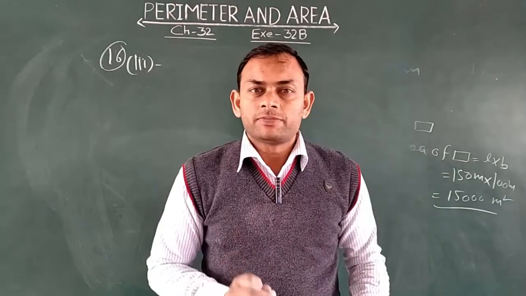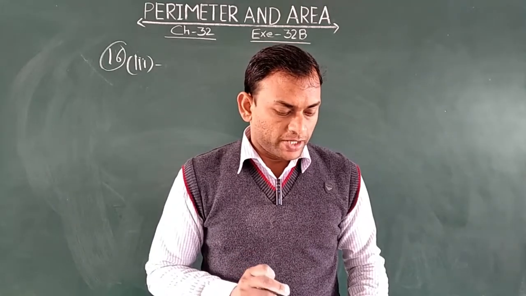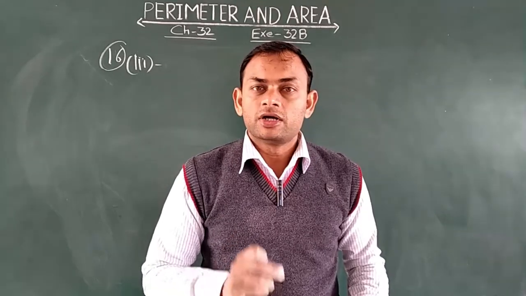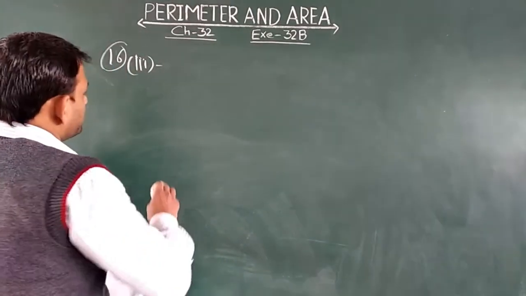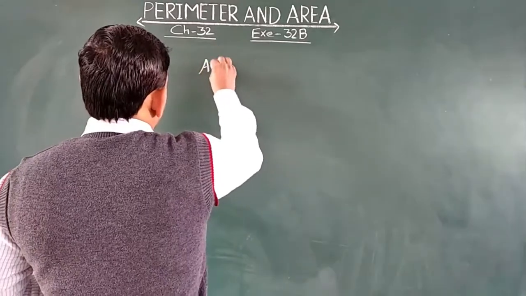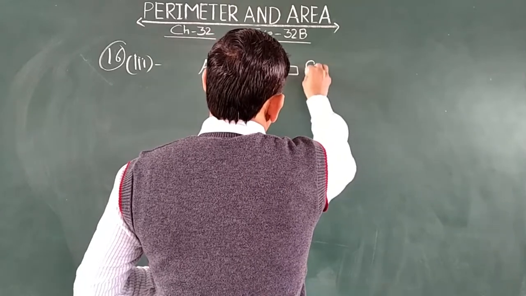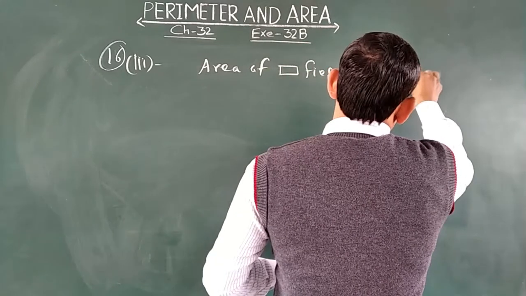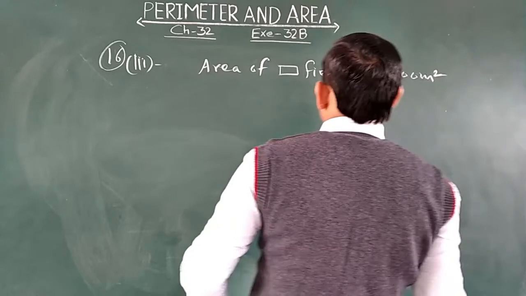Got it? Now I am just going to tell you the third part of question number 16. This question is saying to find the total cost of plugging that rectangular field at the rate of 1.20 per square meter. Okay, so as we got the total area 15,000 meter square in the second part of this question. Okay, so area of rectangular field is 15,000 meter square.